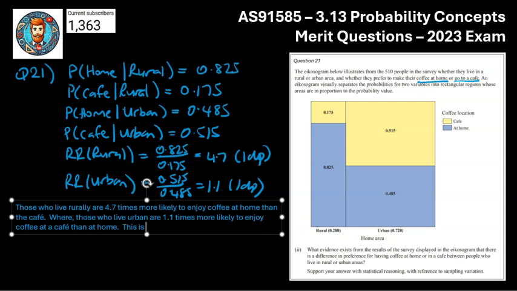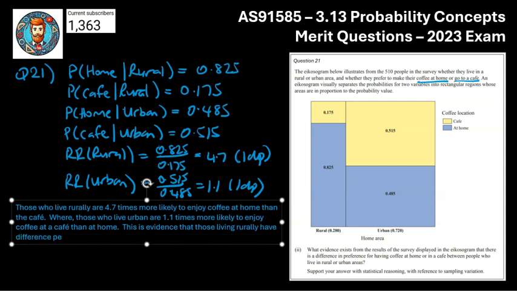So this is evidence that those living rurally have different preferences than those living urbanly. I'm not sure if that's the right word. Urbanly. There we go. Urbanly. Urbanely? I'm not sure if that's right. Living in urban areas. We'll do that.